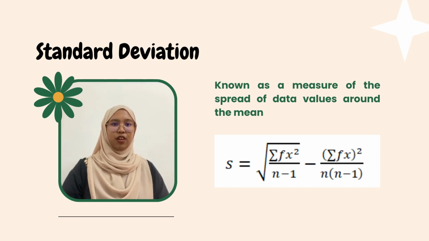Move forward to task 4. Task 4 is related to task 3. By using the mean, mode, and median from before, we need to summarize the result as a standard deviation. Standard deviation is known as a measure of the spread of data values around the mean. So, this is the formula.